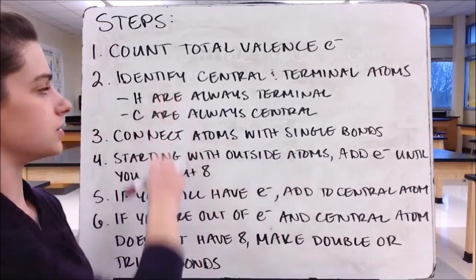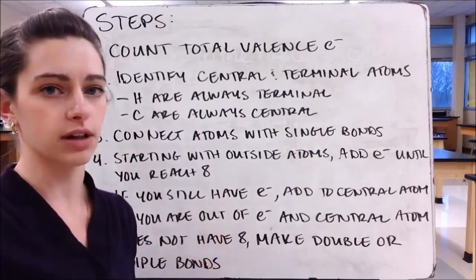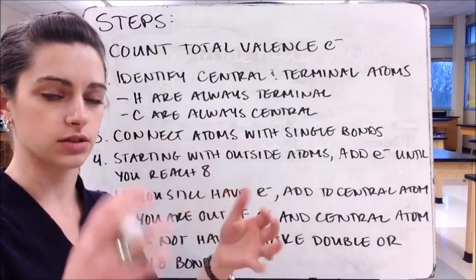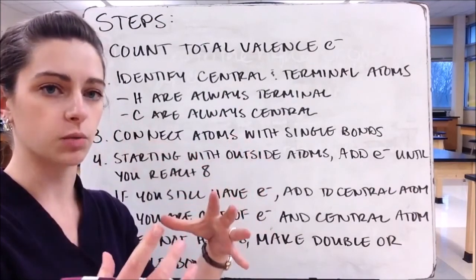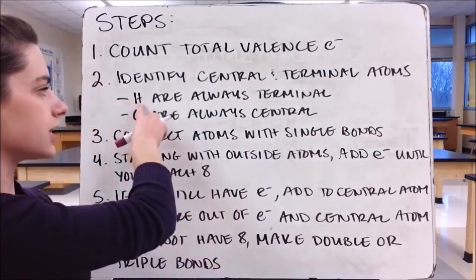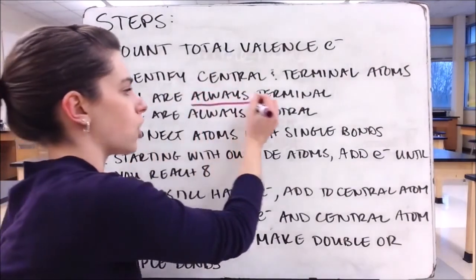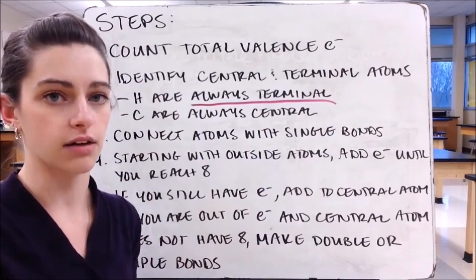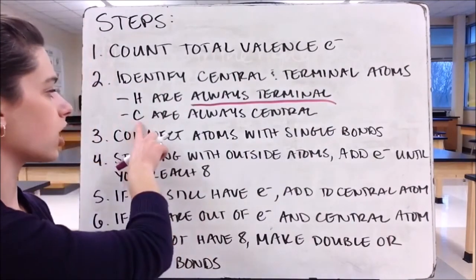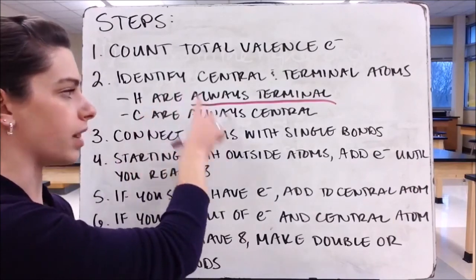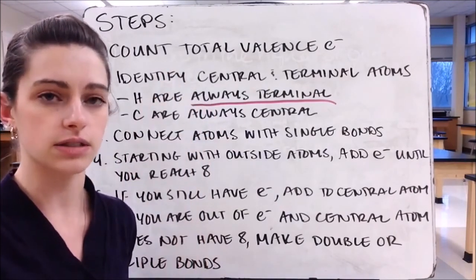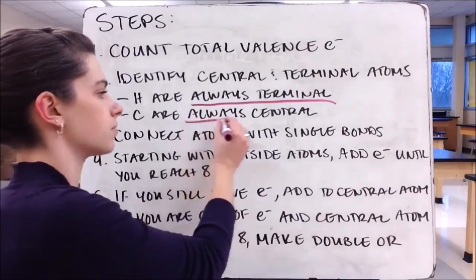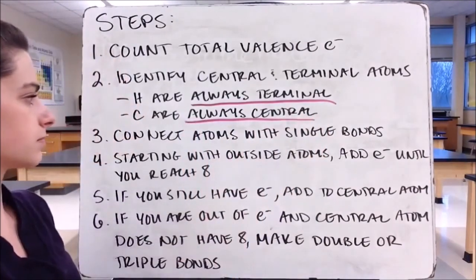The next thing you're going to do is figure out the central and the terminal atoms. So what's going to be in the middle of your molecule and what's going to be on the outside. So central is going to be in the middle, terminal will be on the outside. Hydrogen atoms are always, always, always terminal. You will never have a hydrogen in the middle of your molecule. Carbon atoms are always your central atoms. In the molecules that we're going to be drawing, your carbon will always be in the center. So carbons are always central.